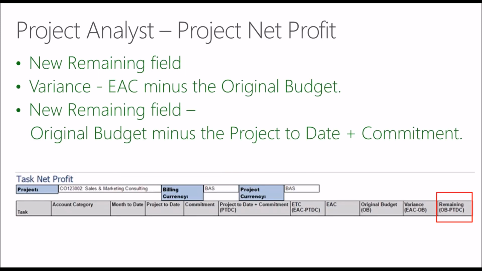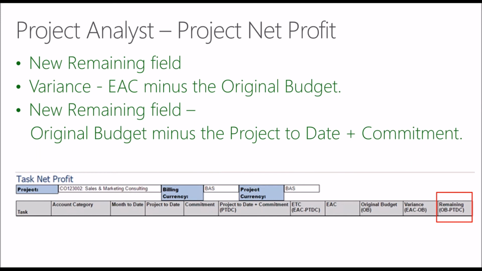Next, we've had this report showing you the task net profit for years. We had the original budget and variance. Well, there was a request to say this is great, but we'd like to add some more to that. We'd actually add another type of variance, and we're calling it the remaining. The new remaining field is the original budget minus the project to date plus commitment amounts. So now you can view that information all on screen.